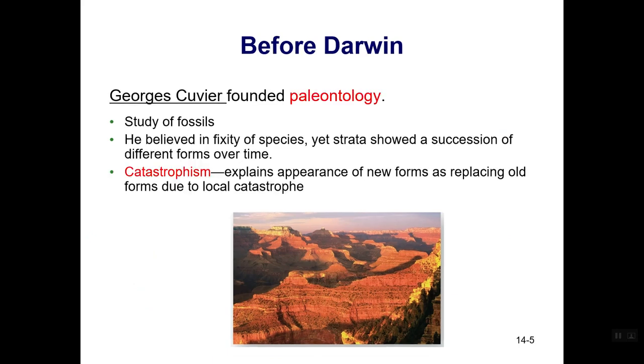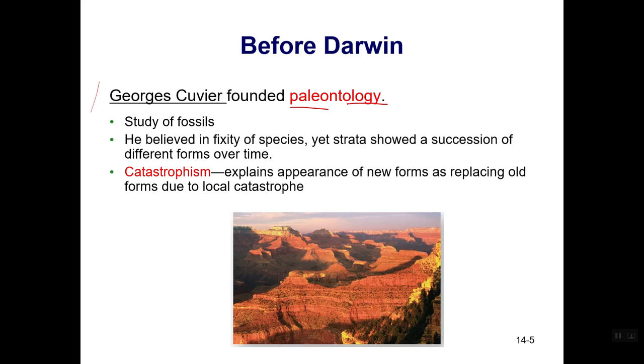All right. One of the individuals that were interested in this field of work was Georges Cuvier. He was the founder of paleontology. Paleontology is the study of fossils. Remember, break down your words. Ology means study of something, and paleo means something really old, like fossils. So he believed in the fixity of species, but the strata showed a succession of different forms over time.